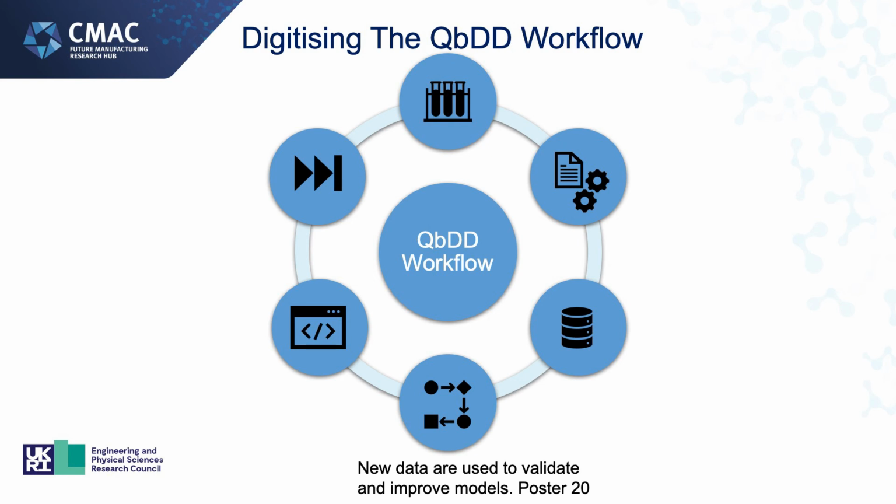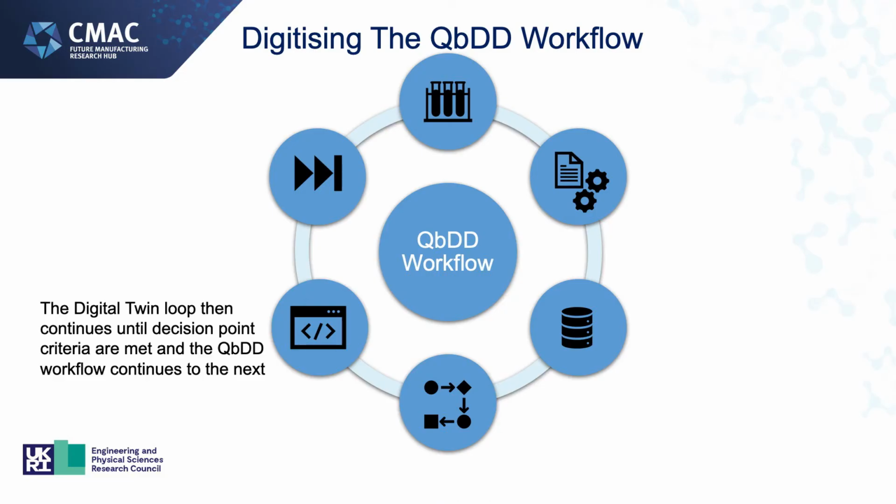And then the bottom section here ties in nicely with Tony's talk, a really nice example yesterday. New data can then be used to validate and improve the models. So we're currently working, myself and Tony, so his models work off live data sets. Whenever new data is available, he has the most up-to-date model, and things are continually improving. We have other examples of that in the pipeline in the labs just now as well. And then this completes the loop, and the loop continues until a decision point is met, and the QBD workflow continues into the next stage, and so on and so forth along the top line of the QBD workflow.